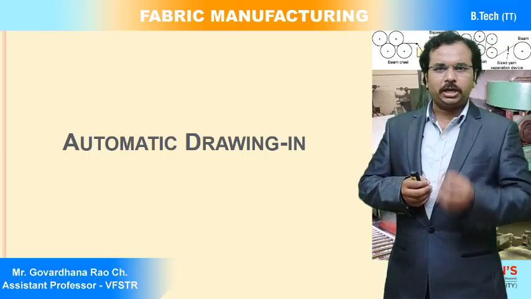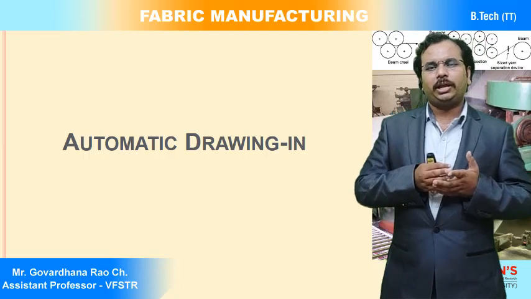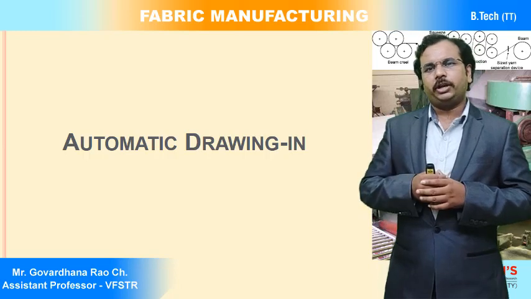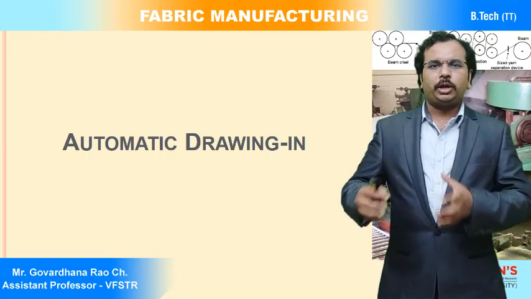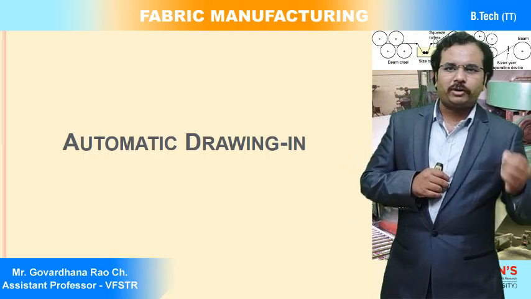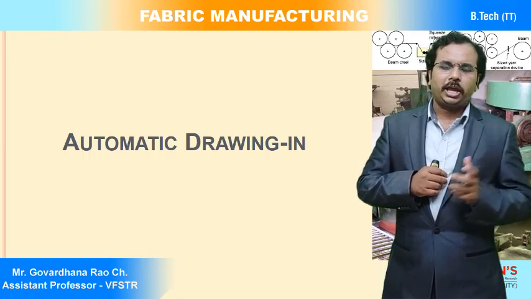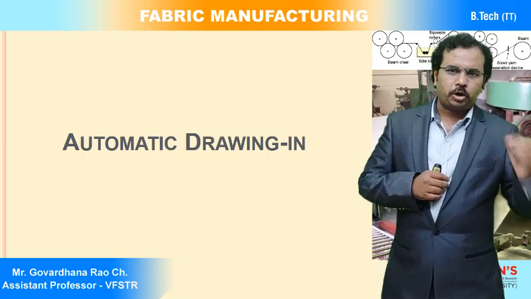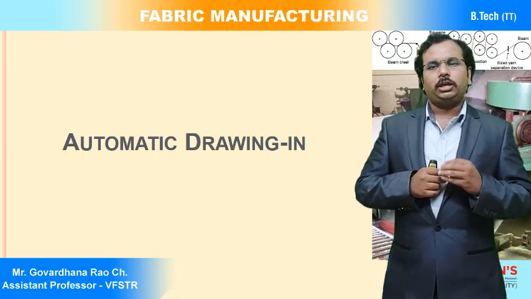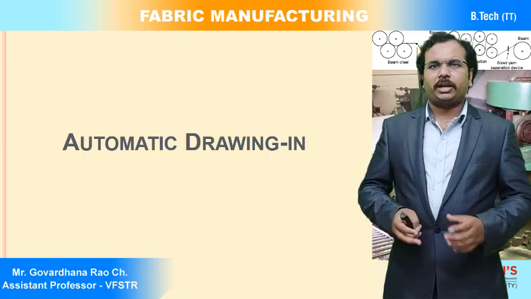For example, if the beam has more number of ends, obviously you need to draw all the ends, so the time required to draw all the ends is more. And if the count of yarn, that is the fineness of yarn, is very fine, then identifying the threads and drawing them in and denting takes much more time. So there are so many factors.